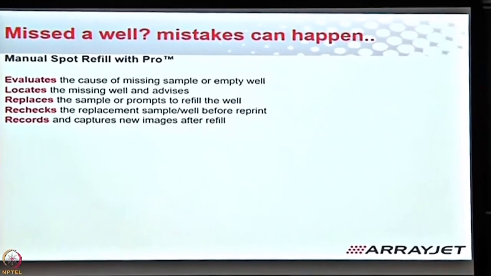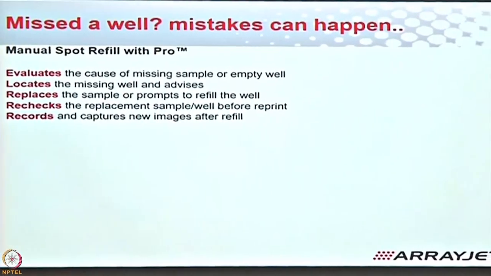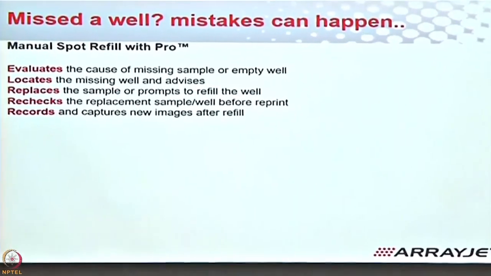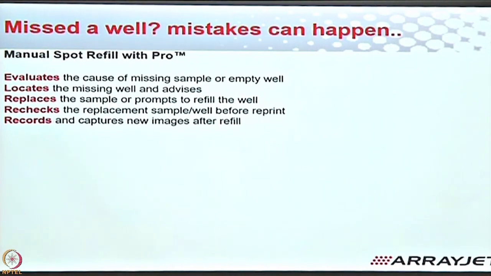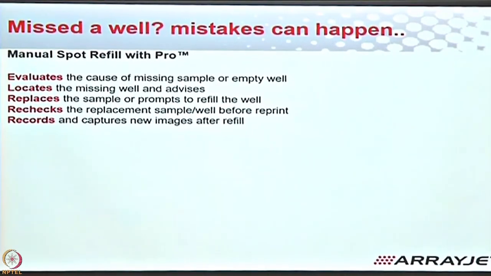But there are methods where you can do a manual printing as well, where it evaluates the cause of the missing sample or the empty well, where you've forgotten to put a sample in. It locates it from the whole slide deck of hundreds of slides of many arrays. It will be able to detect where exactly it has been missed. And it replaces it with the sample that is already in the printhead. I showed you in the first or second slide that it has some capacity. The printhead has capacity to store your samples. So from that capacity, it will use some of the samples for this reprinting. If it doesn't have enough sample in its nozzles, in its capacity, then it will go back to your plate, pick up some more sample, 1.3 microliters or 2.5 microliters, and start again. And before it prints, it rechecks.